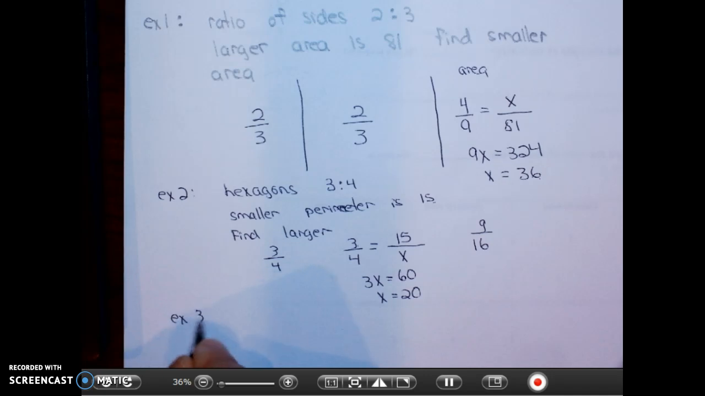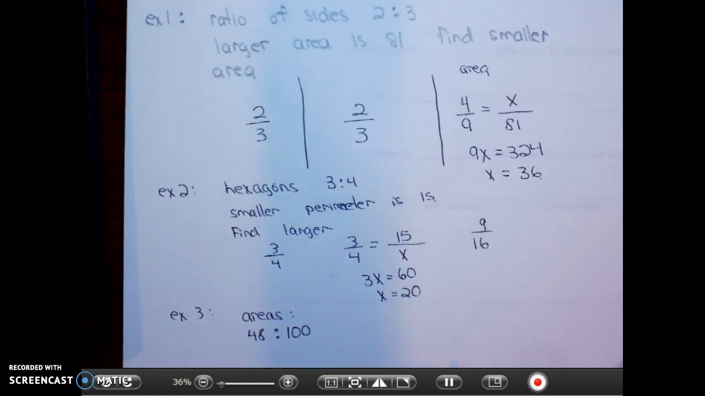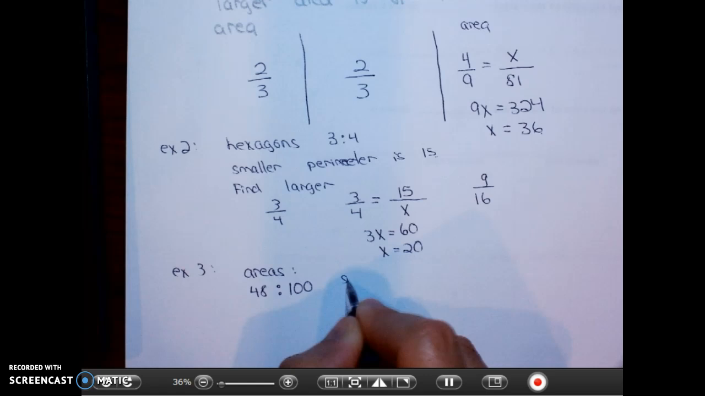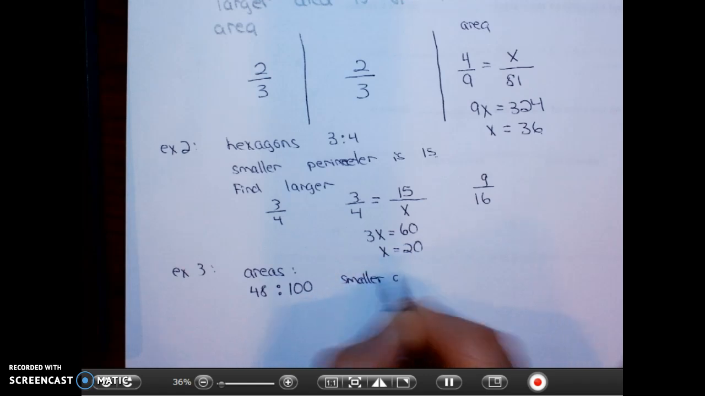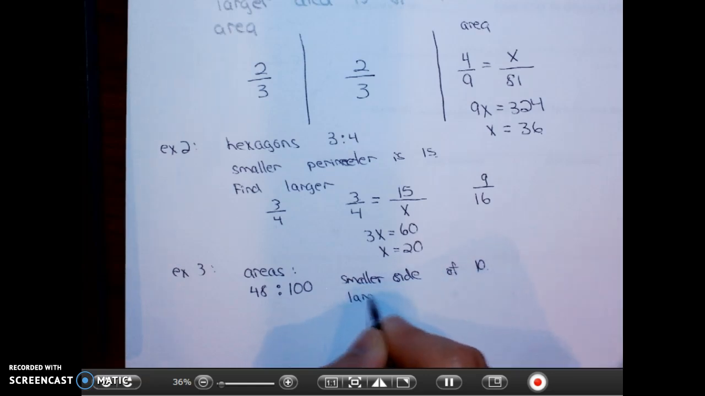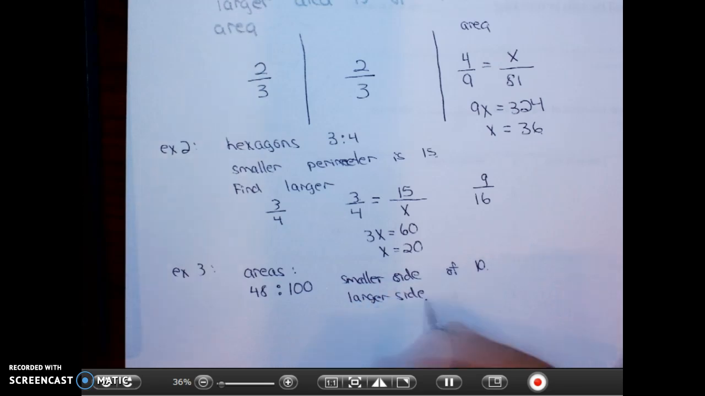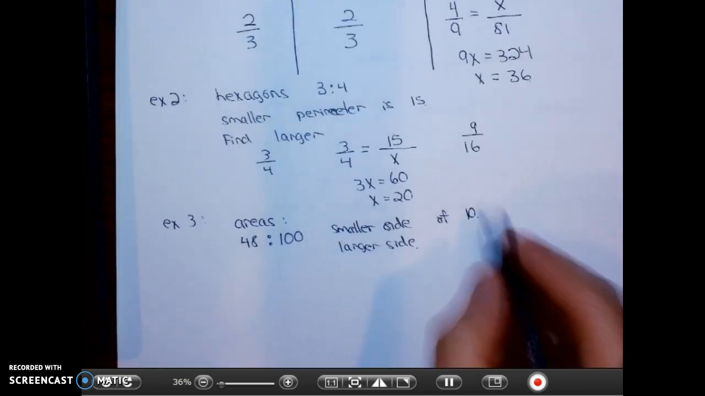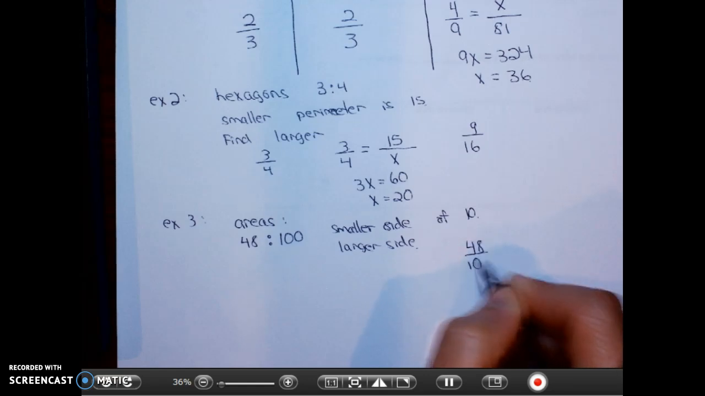Let's do one last one. Let's suppose we were given areas were 48 and 100, and we had a small side of 10, and we have to find the larger side. Don't feel like you have to write down all the words, but let's go through. In this case, we're starting all the way over here in that third column.